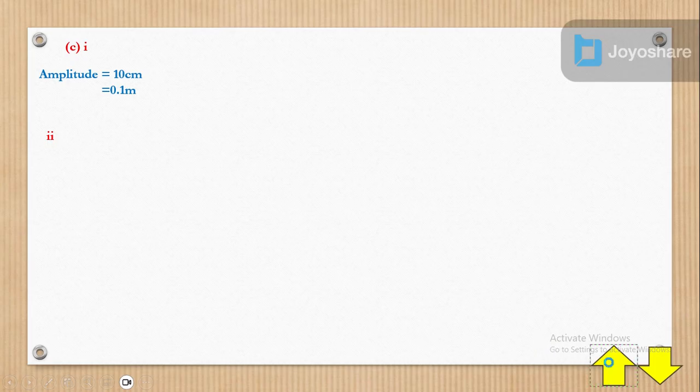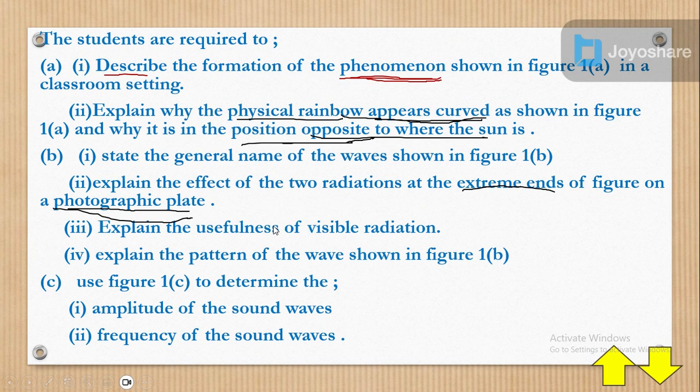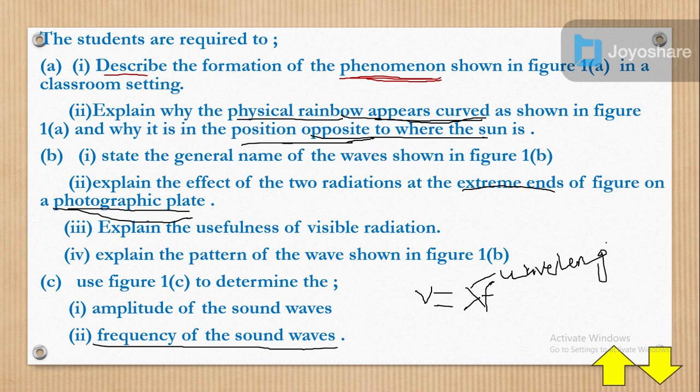Let's see what they want. Part C, Roman number 2: they want us to find the frequency of the sound waves. In waves we know that velocity is equal to lambda times f, whereby f is the frequency and lambda is what we call the wavelength.